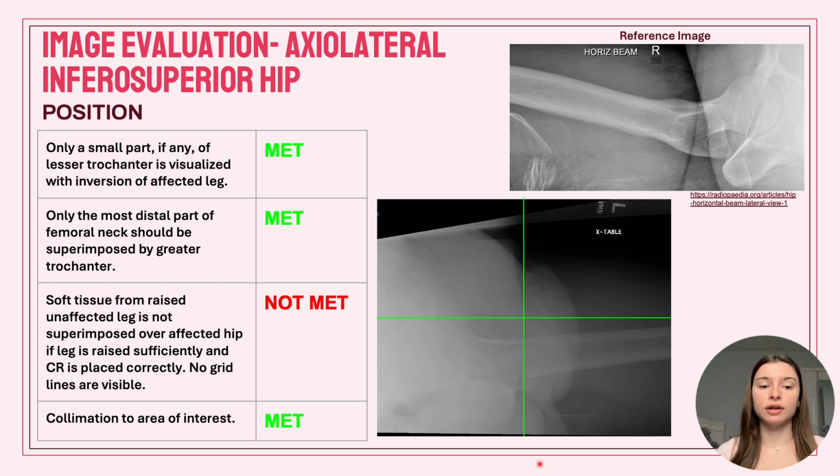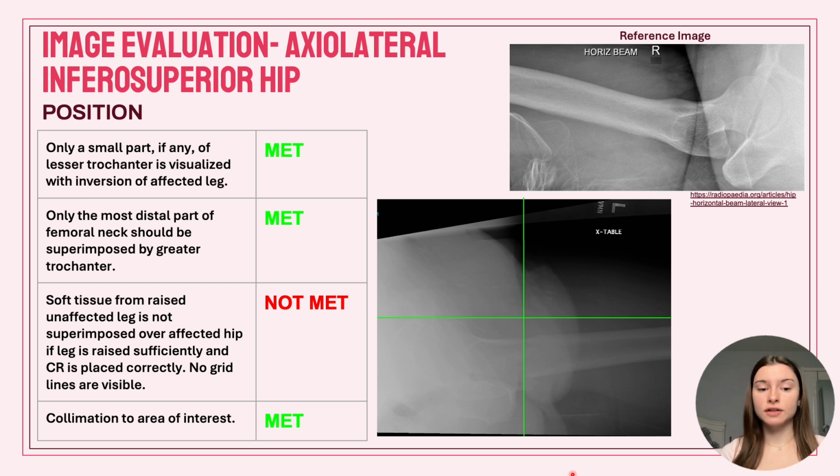And then next we have only the most distal part of the femoral neck should be superimposed by the greater trochanter. And I also said met for this one because you can see the neck here, and then you can see just a little bit of that greater trochanter superimposing that distal part of the neck.